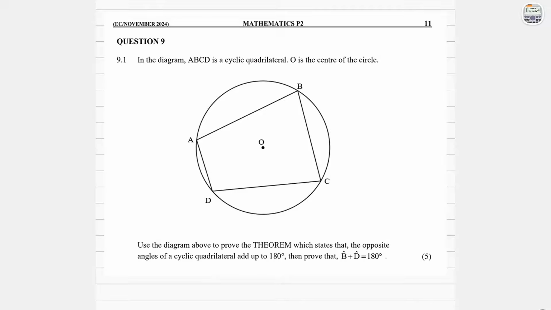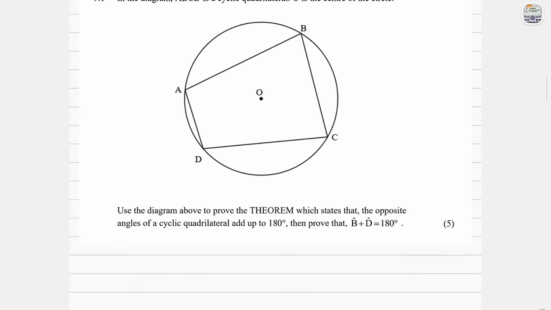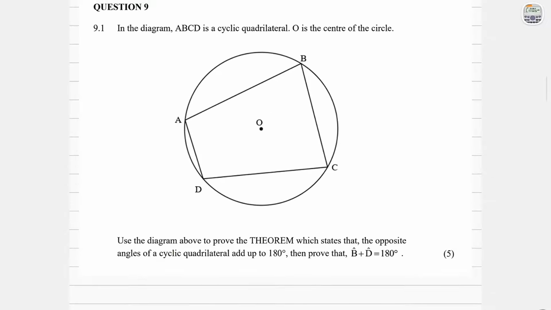Question 9 says, in the diagram, ABCD is a cyclic quadrilateral and O is the center of the circle. Use the diagram above to prove the theorem, which states that the opposite angles of a cyclic quad add up to 180 degrees. Then prove that angle B plus angle D is equal to 180 degrees. Okay, so that's our focus. We need to show that angle B plus angle D is equal to 180 degrees.